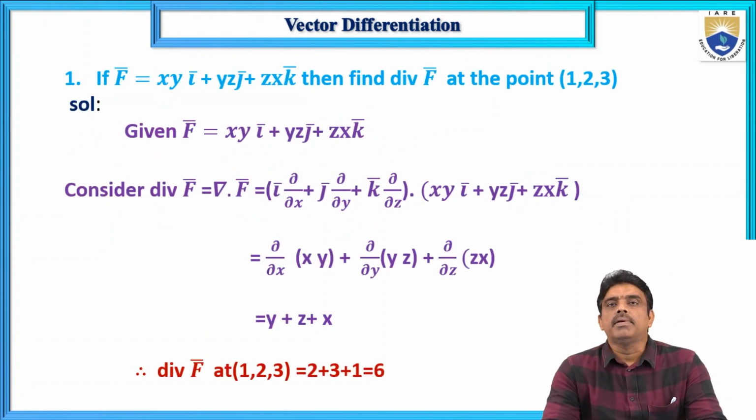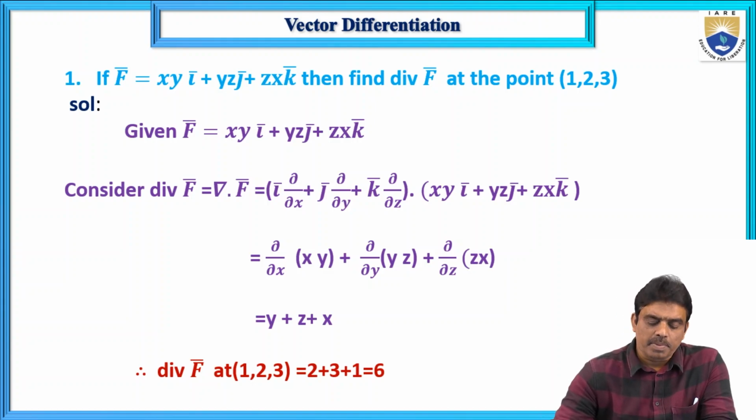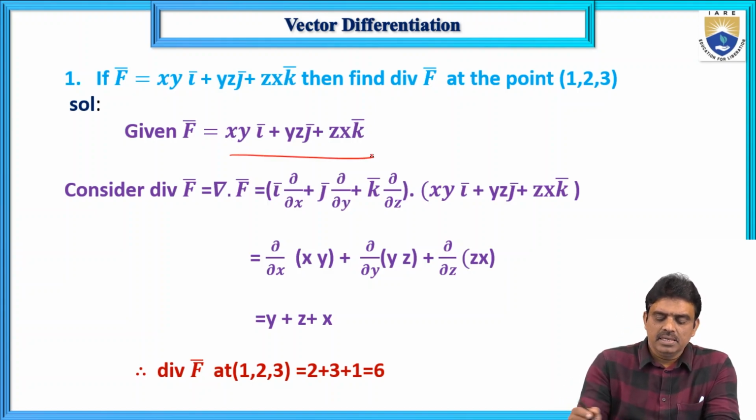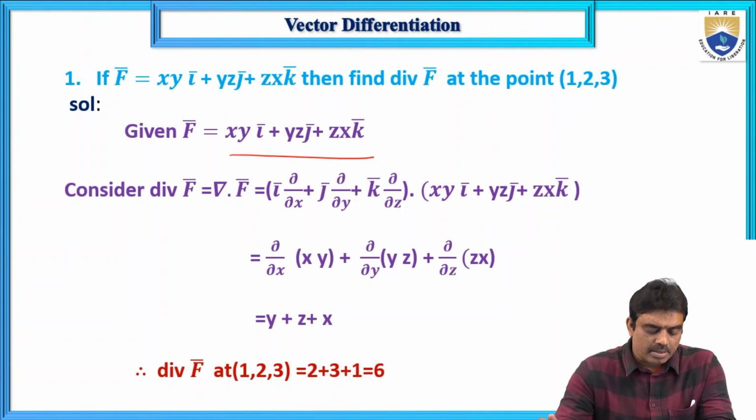So see the first problem. Read out: if f bar is xy i bar plus yz j bar plus zx k bar, then find div f bar at the point 1, 2, 3. Very simple problem. Already f bar is given as a vector point function xy i bar plus yz j bar plus zx k bar.